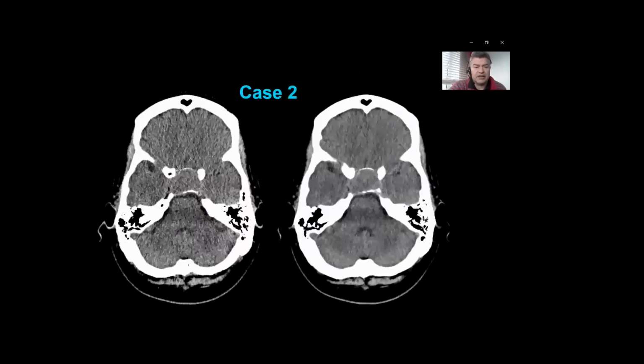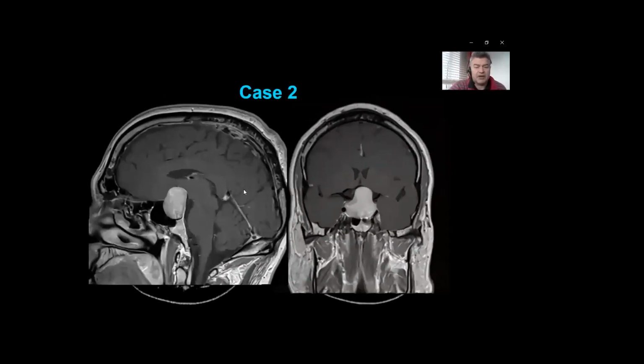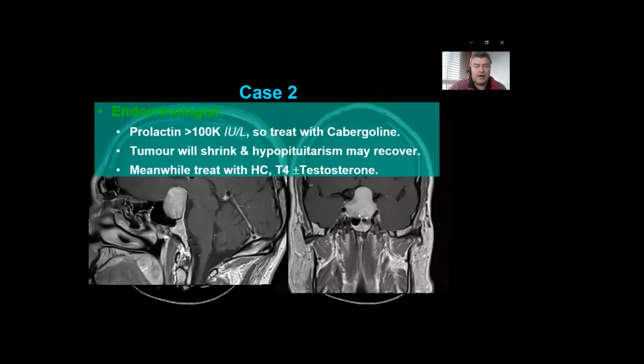So I've got 3 more clinical cases here. So this is an emergency admission. This is a CT scan, a man with headaches. Here we see the enlarged expanded pituitary fossa. And here we see the MRI, a large tumor compressing the chiasm, going laterally into the cavernous sinuses. And prolactin greater than 100,000.